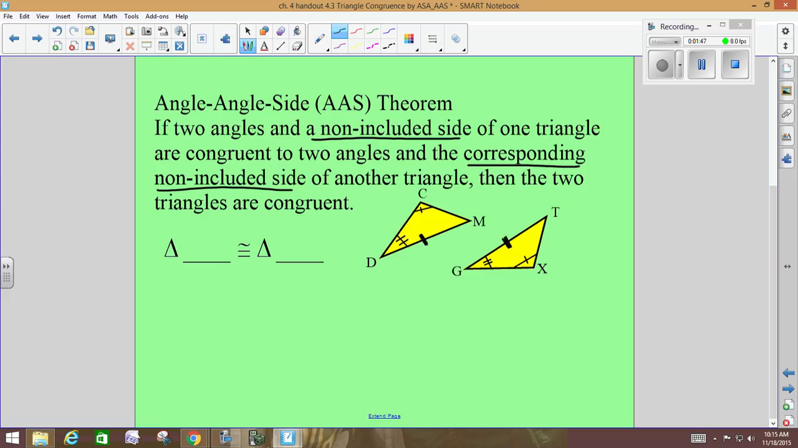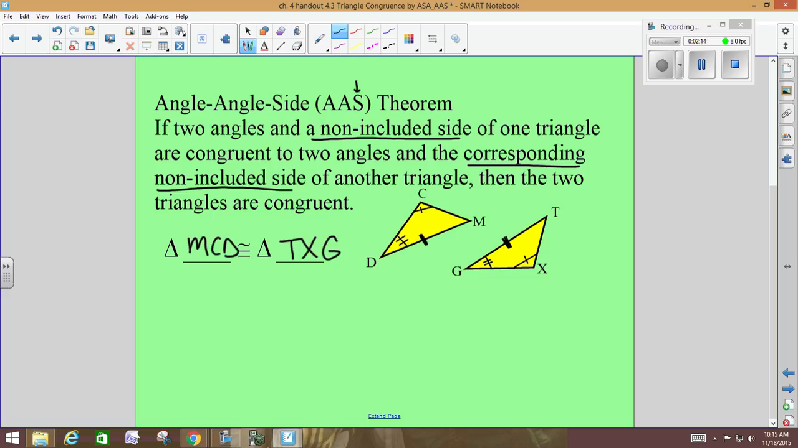Notice how this side is no longer between the two angles. And in my words, my S, my side, is no longer between the two A's, the two angles. So that's angle, angle, side. If I name that first triangle, triangle MCD, what's my congruency statement going to be from that? Good, TXG.